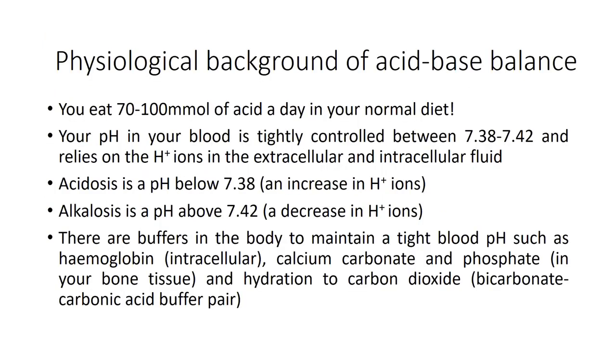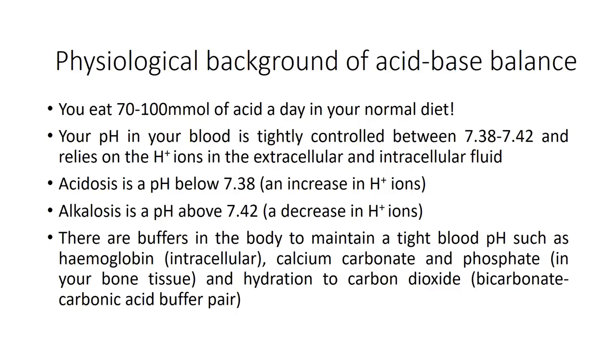So did you know that you eat about 70 to 100 millimoles of acid a day in your normal diet, usually in the form of sulfuric acid? Your pH in your body is tightly controlled between 7.38 to 7.42 pH and relies on hydrogen ions, particularly in the extracellular and intracellular fluid.